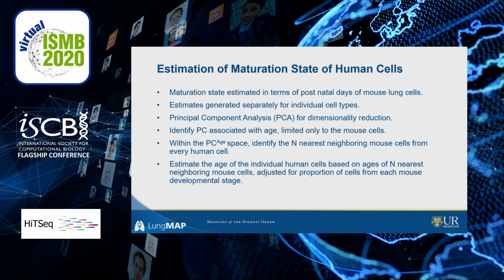So we used the integrated data set and pulled out each of the cell types separately to estimate the maturation state of human cells in terms of their age in the mouse lungs. We used PCA within each cell type and identified a PC that was most associated with the age in mouse cells. And then within that PC, which we call PC age space, we looked for all the 100 closest mouse cells for every human cell, averaged the ages of those 100 cells, adjusted for the proportion of cells, and then estimated the age of each of those human cells.